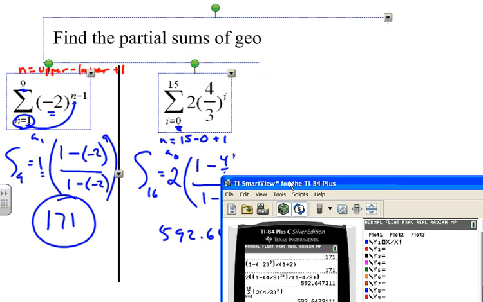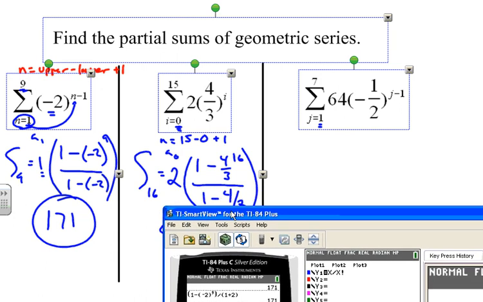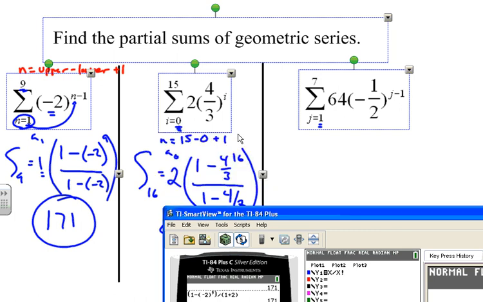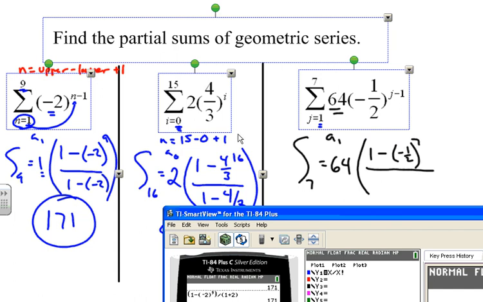We're going to do one more, which is to set this one up and see how it goes. We're going to find the sum of the first 7 values, and first find our first term. In this case we plug in 1, and we get 1 minus 1, which is 0, times 64, so our first term is 64. We then have 1 minus our ratio. Our ratio is -1/2, and we take that to the 7th power, all over 1 minus our ratio, -1/2, and there we have it.